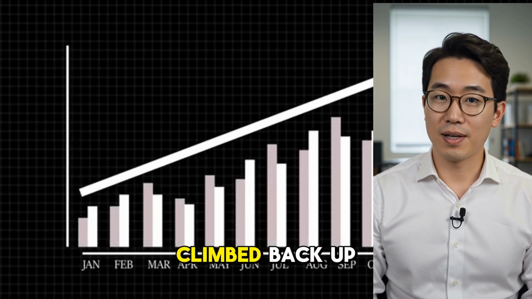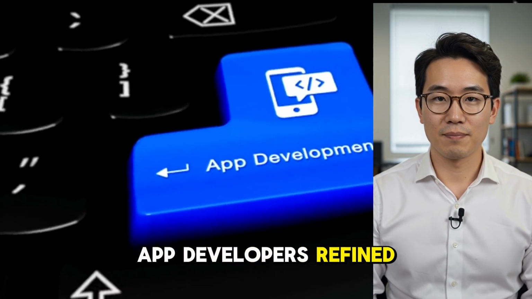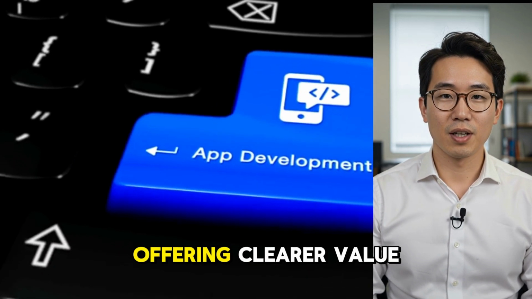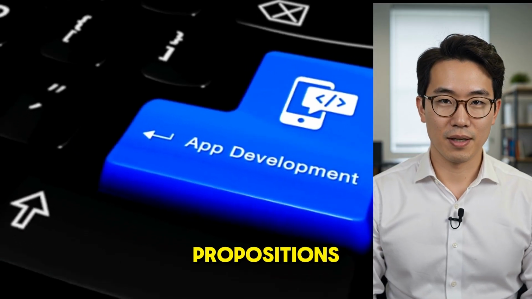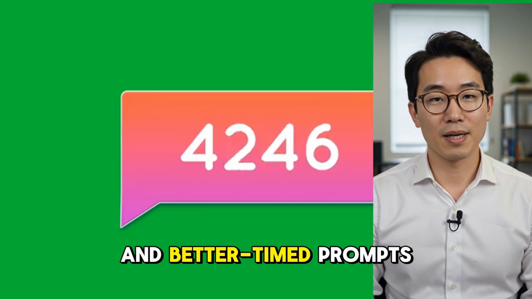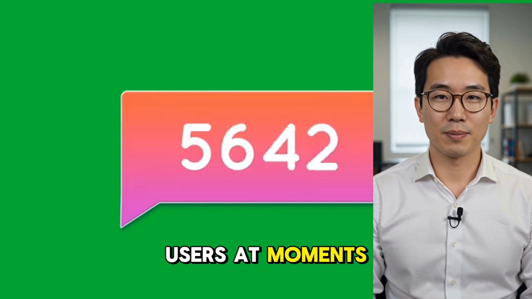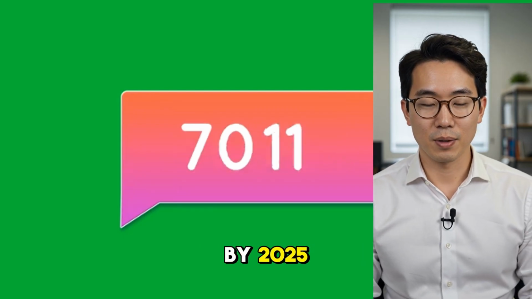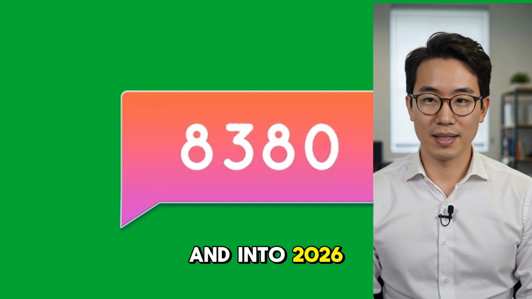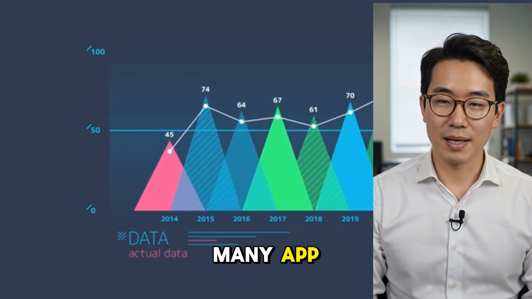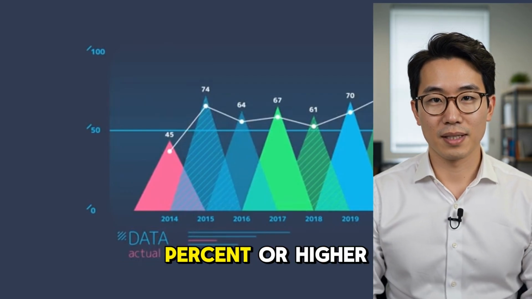First, opt-in rates climbed back up as app developers refined their permission request language, offering clearer value propositions, personalization benefits, and better timed prompts that caught users at moments of high engagement. By 2025 and into 2026, opt-in rates in many app categories had recovered to 40% or higher.